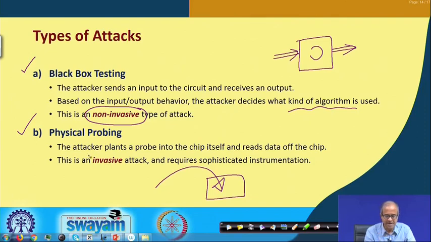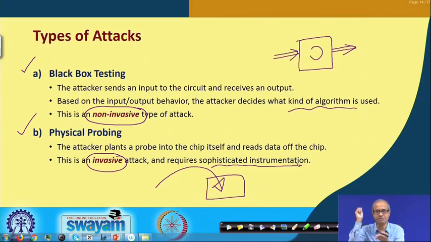Here the attacker plants some kind of a probe, it depends on the sophistication of the mechanism, what kind of probe you are talking about, into the chip itself and tries to read or retrieve some information that is present inside the chip. Since here you are breaking open the chip, you are making some kind of damage in the physical packaging of the chip, this is a kind of invasive attack, and obviously this requires very sophisticated instrumentation. If you try to break open a chip with a hammer, your entire chip will get destroyed. You cannot do anything.